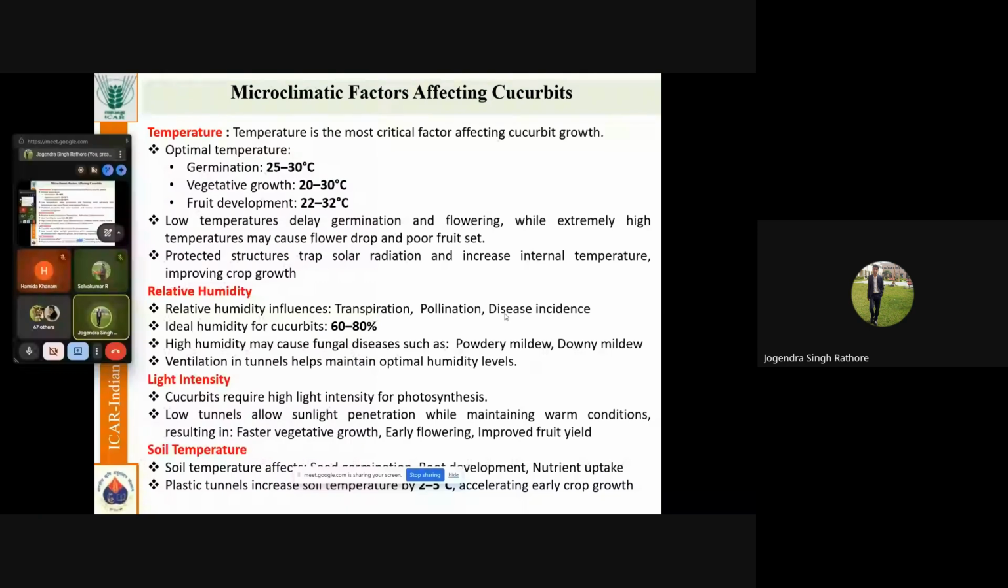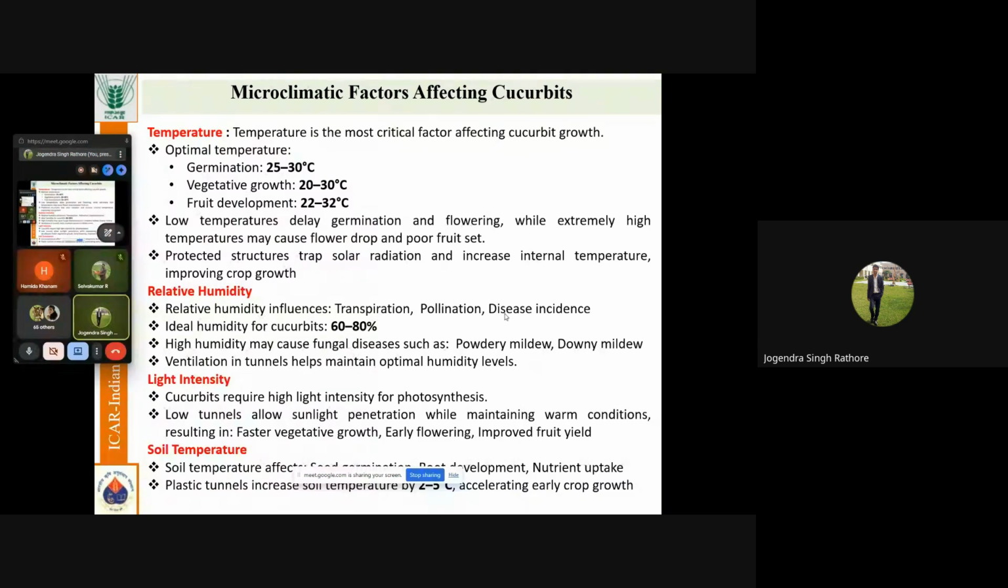So now we discuss one by one the microclimatic factors which are affecting cucurbits. First, the temperature. The optimum temperature for germination in the case of cucurbits is 25 to 30. For vegetative growth, 20 to 30 degrees centigrade, and for fruit development it is 20 to 32. And we already discussed that low temperature will delay germination and flowering, and extreme temperature causes flower drop and poor fruit set. So these protected structures we can use to trap solar radiation and increase internal temperature, thereby improving crop growth.